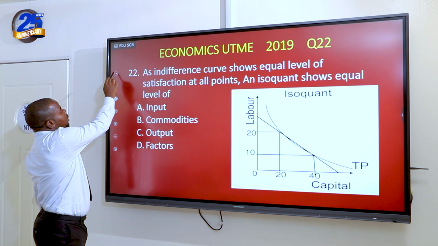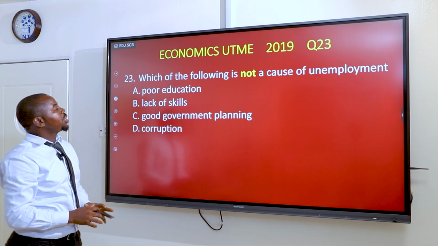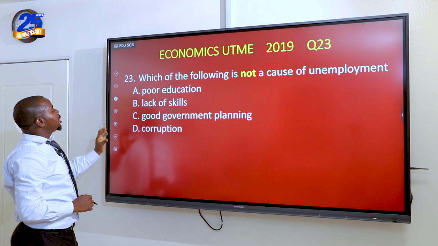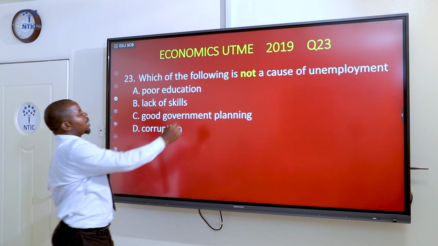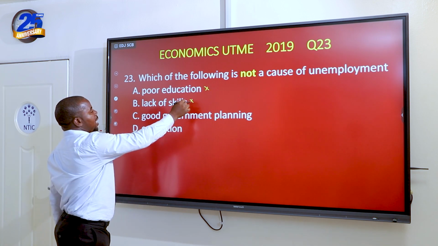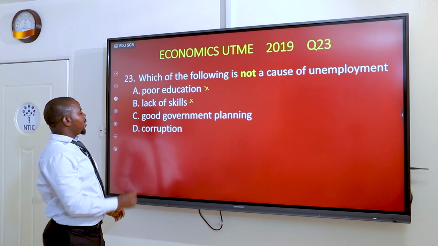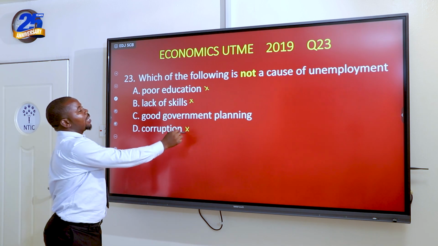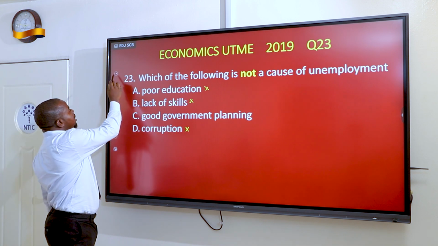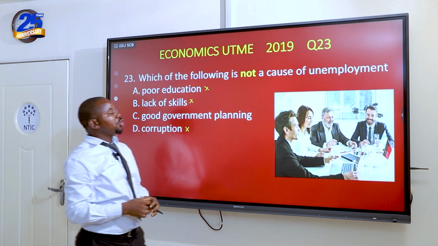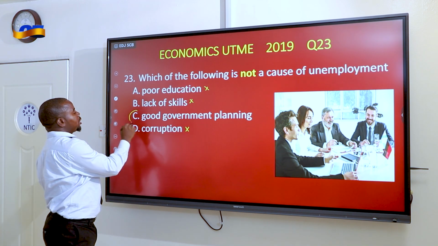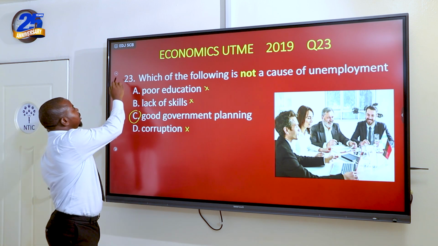Let's move on to the next question, question 23. Which of the following is not a cause of unemployment? We see the options: poor education, of course, this one can result to it. Then lack of skill, of course it can. Good government planning, then corruption also can lead to unemployment. But when you have good government planning, it can create more jobs and not lead to unemployment. So the right option is option C, good government planning.